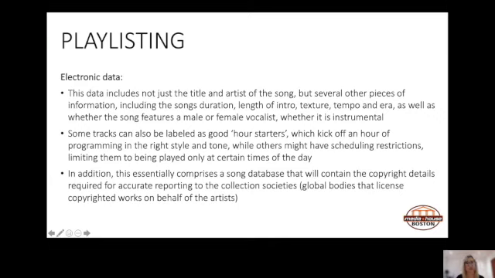In addition, this essentially comprises a song database that will contain the copyright details required for accurate reporting to the collection societies, so to SAMRO in South Africa. Like I've previously said, the radio stations compile lists of songs that they've played in a month or at the end of the year, which goes to SAMRO, with the idea that SAMRO pays out the artists.